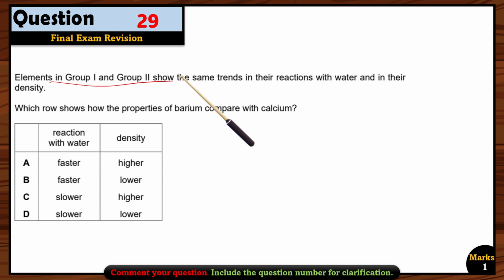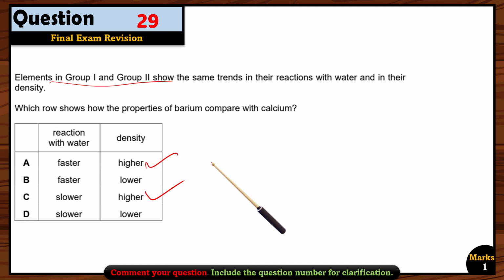increasing. So now let's see the reaction with the water of barium and calcium. So barium, where is the barium? Barium is at the bottom of group 2 and calcium is on the top. So what about the reaction with the water? Because the reactivity is increasing, what will happen to the reaction with the water? The reaction with the water will be faster. So the reaction with the water will be faster for the barium, and density will also be higher. Why? Because the density is increasing down the group, so higher options are right.